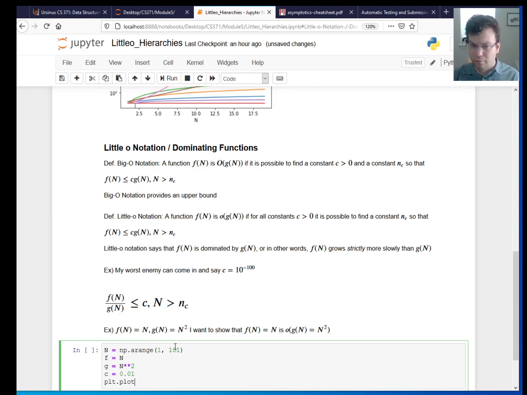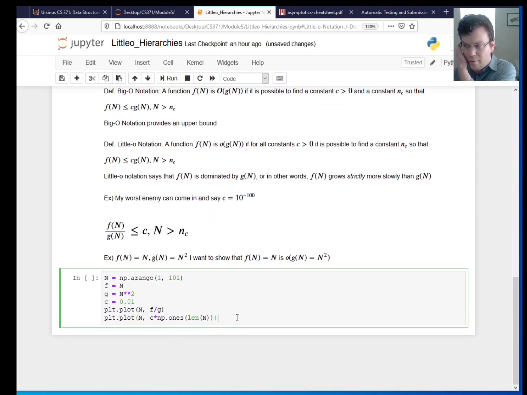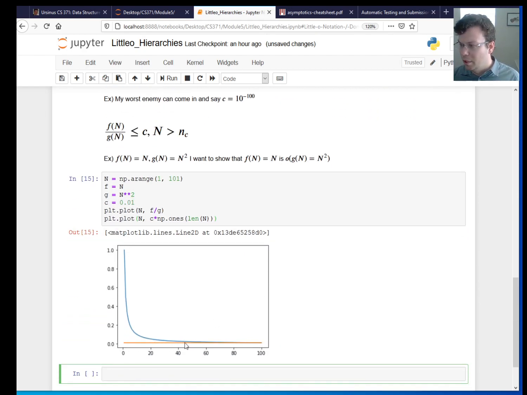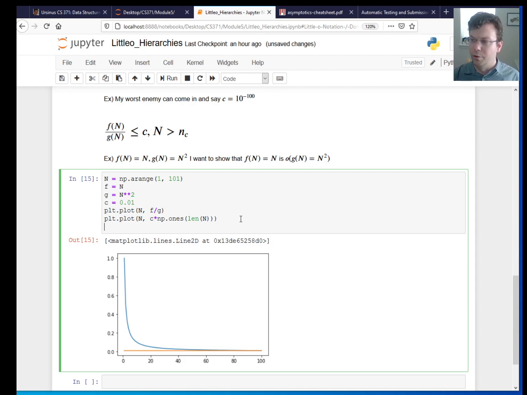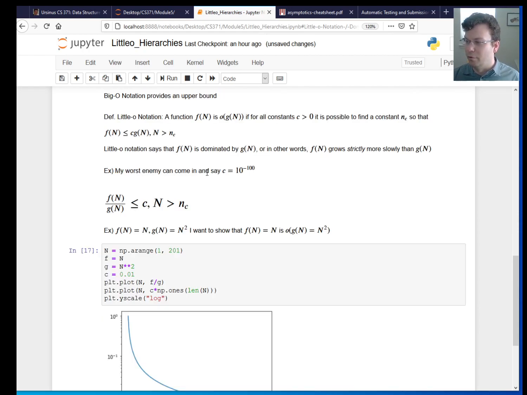Okay, so let me plot f. I'll plot g. No, actually, let me just cut right to the ratio. Let me plot the ratio of f to g. Now I'll plot the constant. And I want to see if it's true that beyond a certain range, this ratio is below or less than or equal to this constant. Okay, so I'm drawing the constant in orange. It's a little hard to see, so let me put this on a log scale. And let me go a little further.